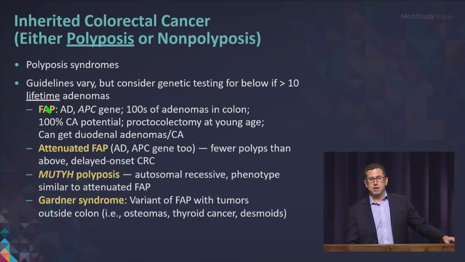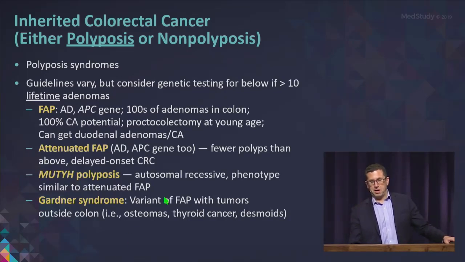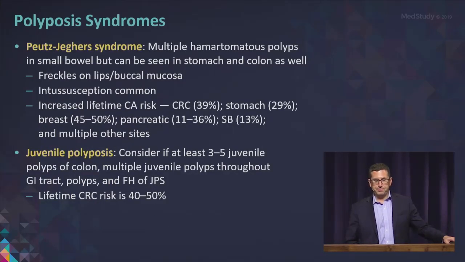In FAP, the lifetime risk of colon cancer approaches 100%. So those patients are going to get a colectomy. It's a question of when, not if. There's something called MUTYH polyposis, which is autosomal recessive in contrast to autosomal dominant in these 2. It looks like attenuated FAP, with fewer polyps than traditional FAP, maybe 10, 20, 30, 50, 100, but not thousands. And then there's Gardner syndrome, which is a variant of FAP with tumors outside of the colon. This can include osteomas, thyroid cancer, and desmoids.